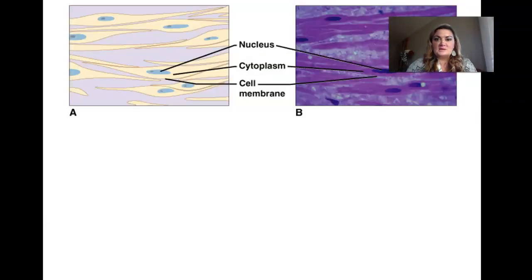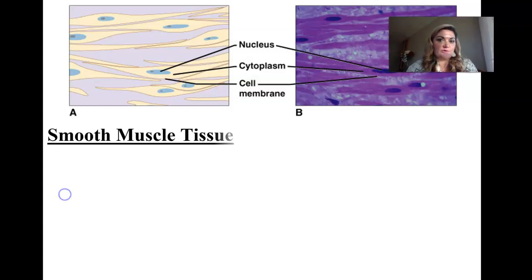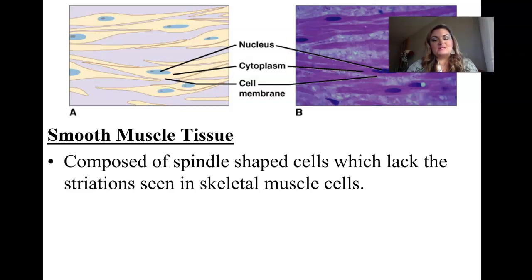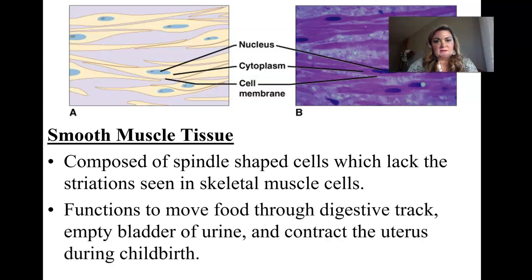The next type is called a spindle-shaped cell. This is going to be your smooth muscle. With this type, you have one nucleus inside, so it's going to be a uninucleate. There are no striations that you can see, and these are going to be the ones that you cannot control, so they're involuntary. And that specific shape you see up there is referred to as a spindle shape. Its function is to move food through the digestive tract, to empty the bladder of urine, and to contract the uterus during childbirth.